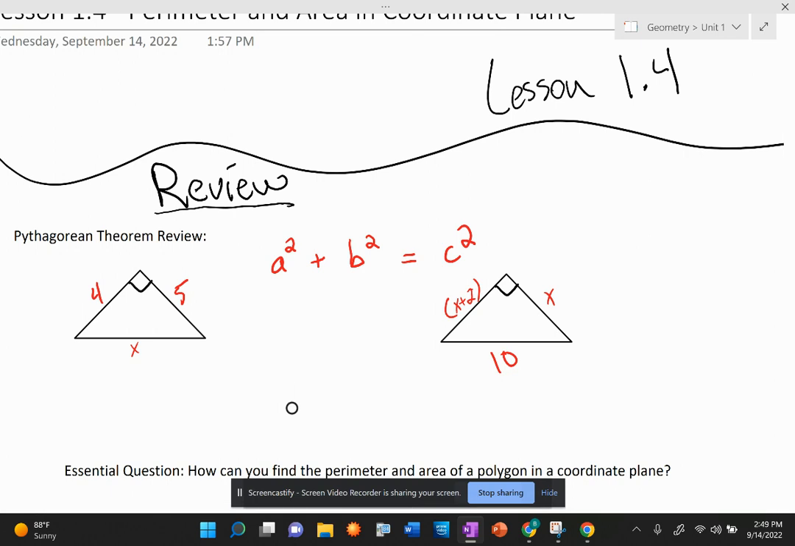Pythagorean theorem review. A squared plus B squared equals C squared. I'm confused. Almost. No, it's review. Oh yeah, I was off by a C. Pythagorean theorem. C squared. Okay, so here's what I'll say.